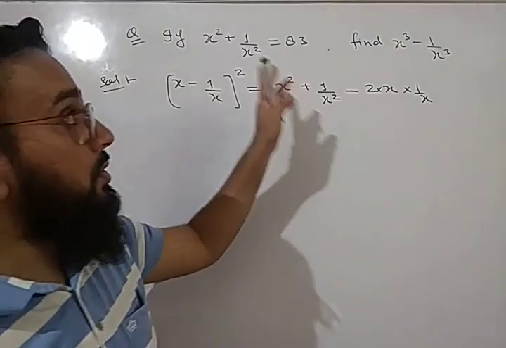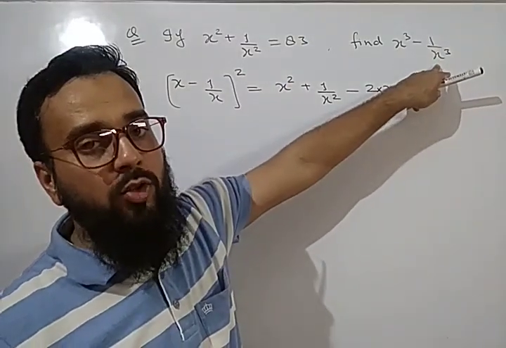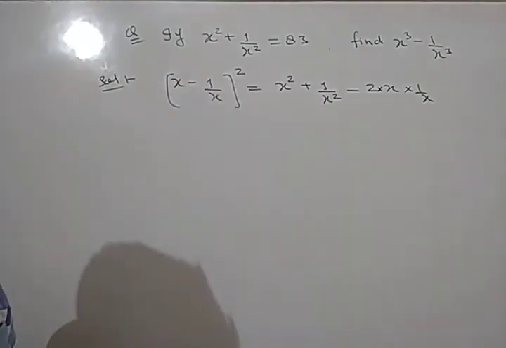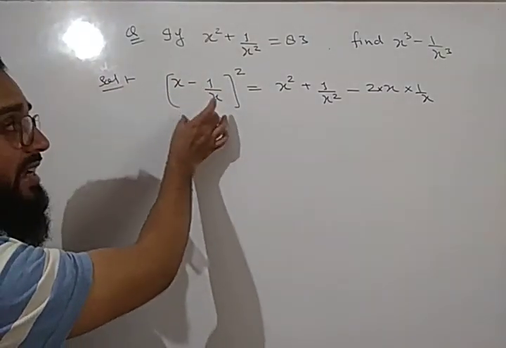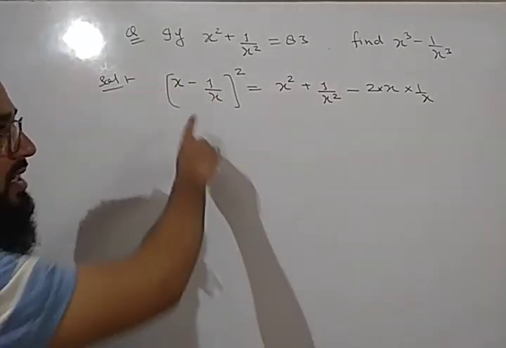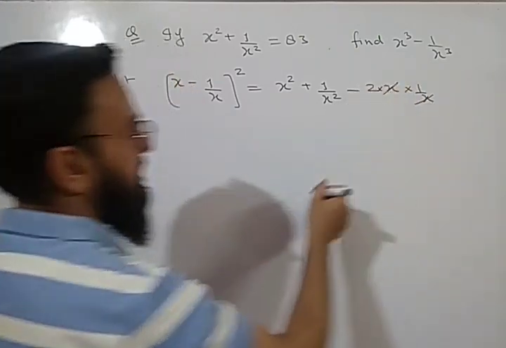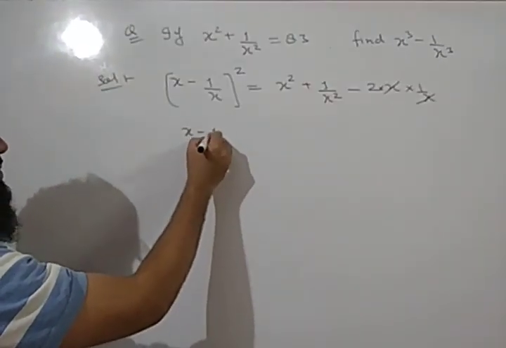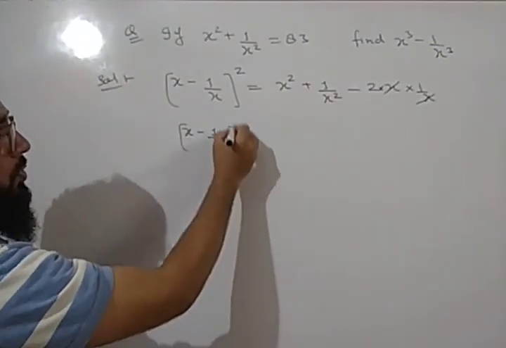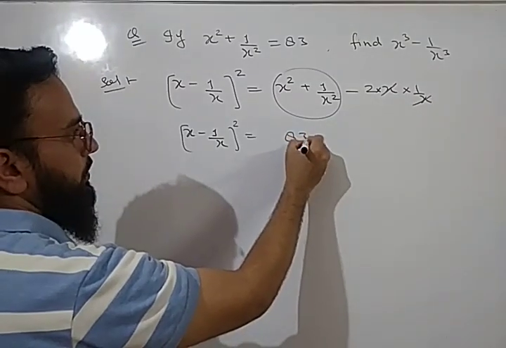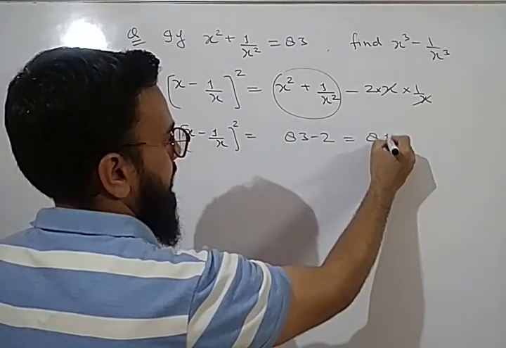Because we have to find x cube minus 1 upon x cube, that's why in this expression we are using x minus 1 upon x whole square, so that we can get the value of x minus 1 upon x. So x minus 1 upon x whole square is equal to this whole term. Now again this x and x will be cancelled out. Putting the values, we will get x minus 1 upon x whole square is equal to 83 minus 2, which will be equal to 81.